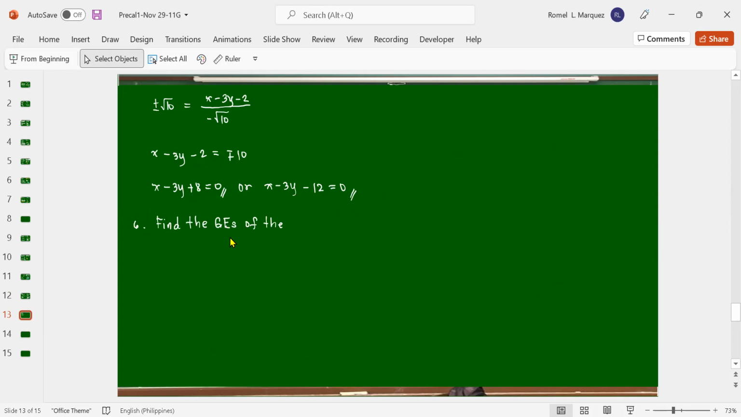Okay. Let's have number 6. Find the general equations of the bisectors of the angles between the lines 4x minus 5y equals 26 and 5x plus 4y equals 20.